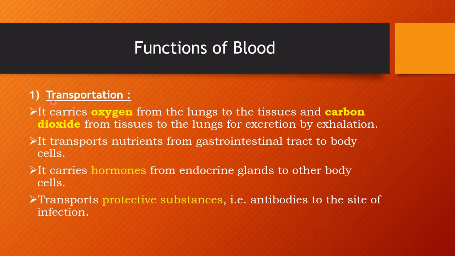So the first function is transportation, and this is the most important because exchange of gases in our body takes place with the help of blood. Because we require oxygen for living, we inhale oxygen into the lungs, and from the lungs, blood will take this oxygen and provide it to all the tissues and all the cells of our body, because every cell requires oxygen for its respiration, for nutrition, or living, we can say.